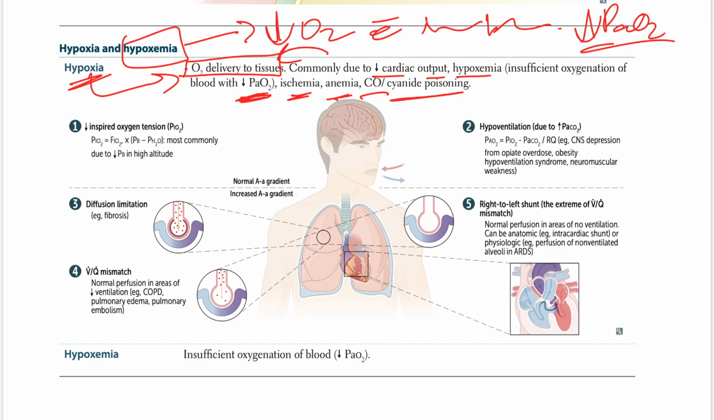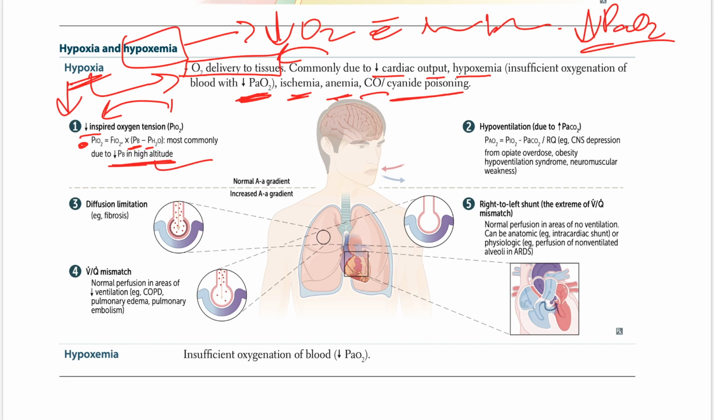Now, looking at this here, if there is a decrease, how do you have hypoxia here? The first scenario we have here is decreased inspired oxygen tension, PiO2. I means inspired, so partial pressure of inspired oxygen. So PiO2 is decreased. What is PiO2? PiO2 equals FiO2 times (Pb minus water pressure), where Pb is your atmospheric pressure, most commonly decreased due to decrease in BP in high altitude.